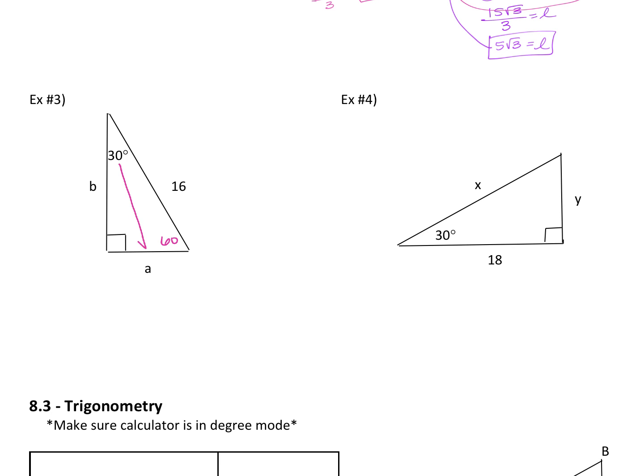Okay, example 3 is probably one of the easier setups for this. Notice which sides we have. Across from the 30, so this is your shorter leg. Across from the 60, this is your longer leg. 16 is your hypotenuse. Can anyone tell me A? 8. It is 8. Because this side represents 2L, right? So if 16 is 2L, you got to cut that in half. That means A is going to be 8. So what is B? 8 rad 3.